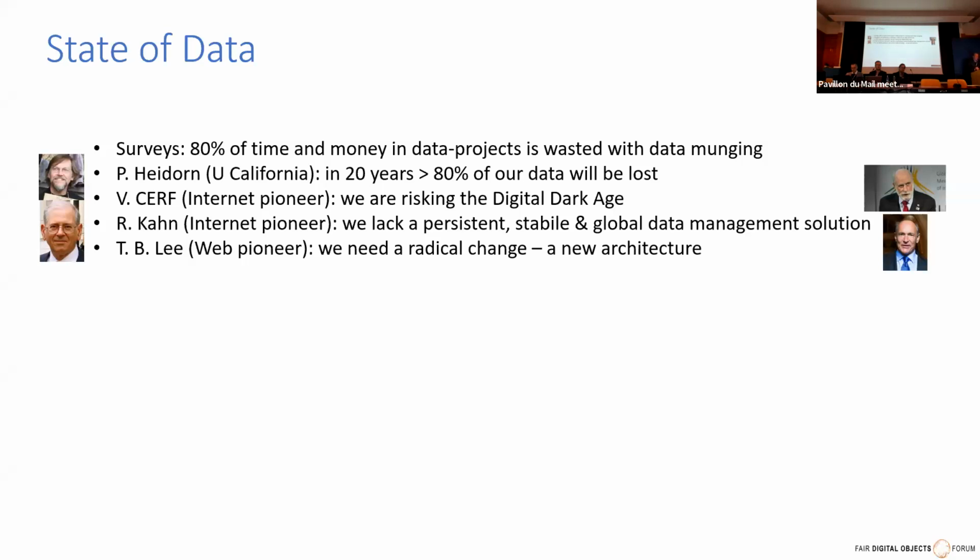When we then go to infrastructure, I can cite Wittenberg, who is an internet pioneer. We are risking the digital dark age. I'm not sure whether we mean the same when we talk about the way we should take, but his claim is that we are risking the digital dark age looking at these numbers. We're not there to have a good management system overall. People work in silos, nothing bad with this, and silos disappear or are not accessible anymore or not understandable anymore. We're still there. And we lack, and Bob Kahn, another internet pioneer, says we lack a persistent, stable, and global data management solution.